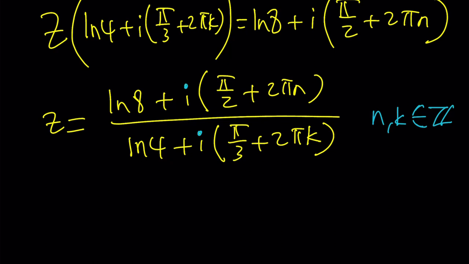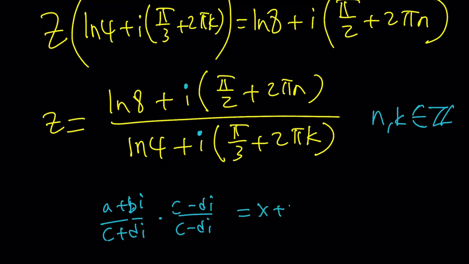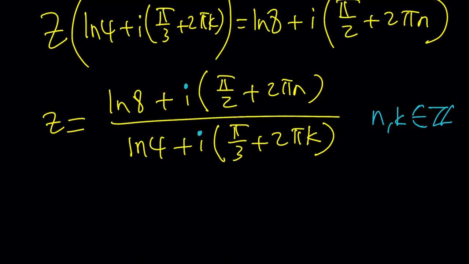Now, we have this z, but what is that supposed to mean? This is a complex number in the form of a plus b i divided by c plus d i. And obviously, you can multiply by the conjugate to make it a little nice looking, and you can kind of turn this into something like x plus y i, right? Well, that's a lot of work. You don't really need to worry about it too much, but I want to show you some specific cases here because they're going to be pretty interesting, right?